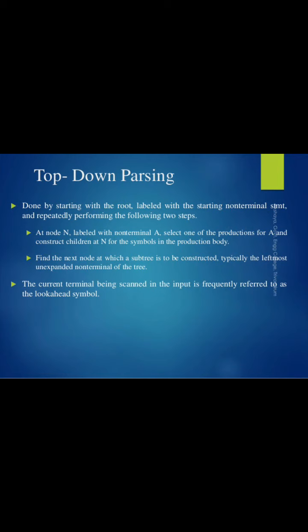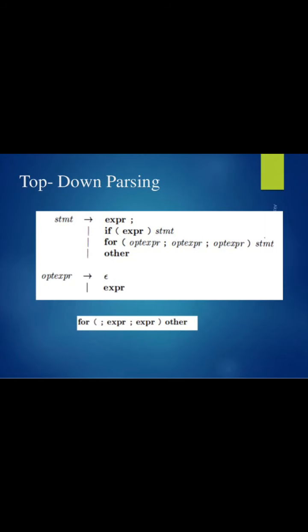There are different techniques available in top down parsing: recursive descent parsing, which is also called backtracking, and predictive parsing, which is also called the without backtracking technique. This is a top down parsing example. Statement is your starting symbol; a statement implies expression, or if expression then statement, or other. Other will have different expressions.